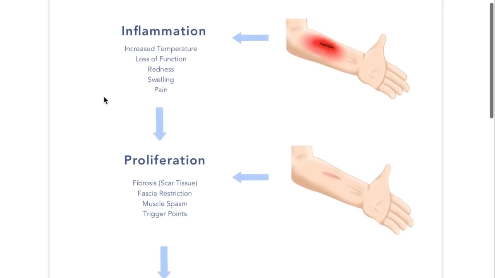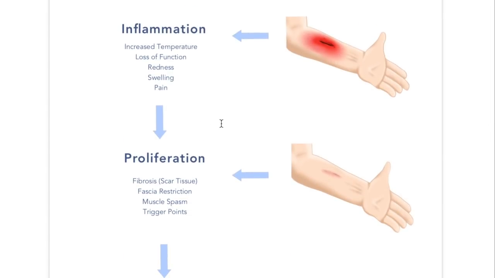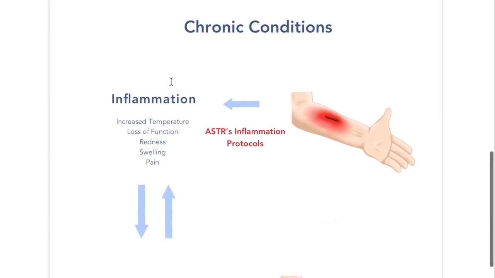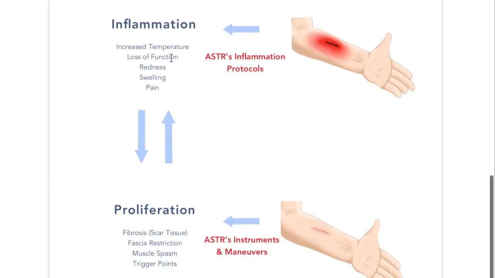But when a patient comes to a healthcare provider, and the healthcare provider says, okay, you have scar tissue or you have an injury, and you might be stuck in the proliferation stage, how we can get you down is by going upward, by causing inflammation, increased temperature, loss of function, redness, swelling, and pain. This is exactly what happens here. When we cause inflammation, that inflammation is going to cause more scar tissue, fascial restriction, muscle spasm. It's a vicious cycle.